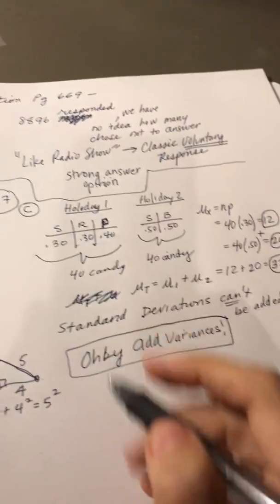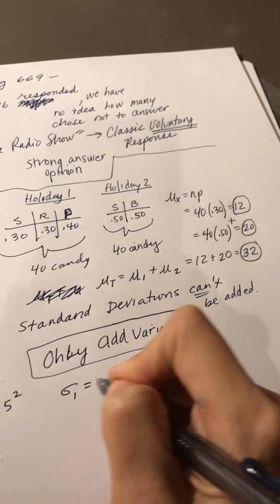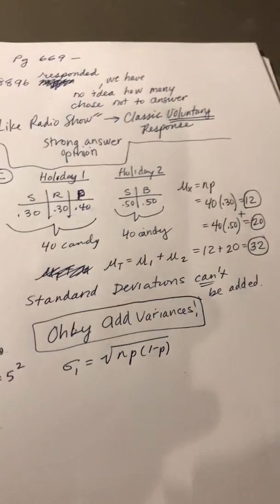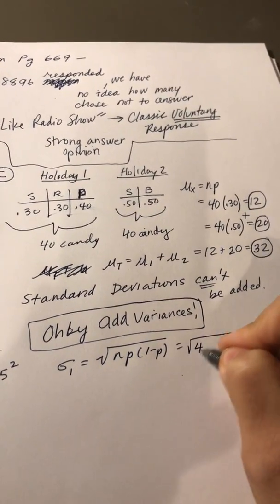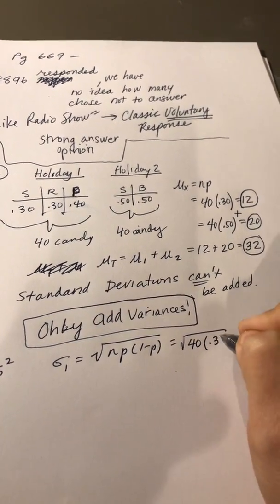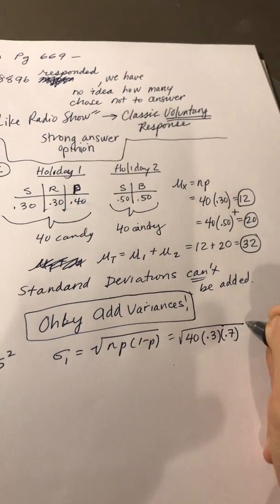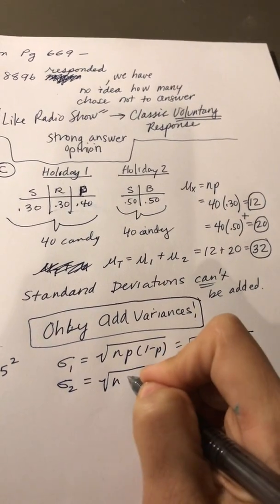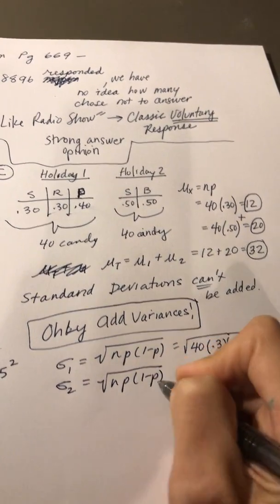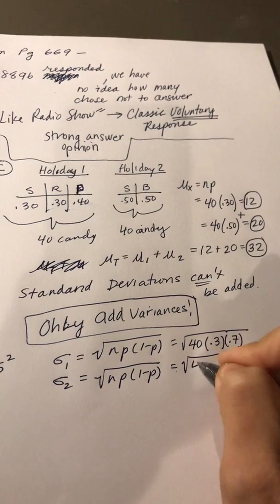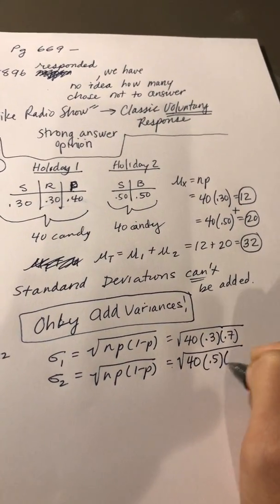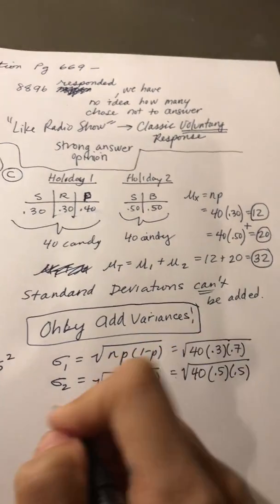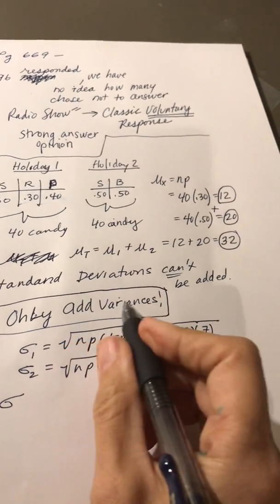So let's do it. Our formula said the standard deviation of group 1 is the square root of n times p times 1 minus p. So that's the square root of 40 times 30% times 70%. And the standard deviation of group 2 is slightly different. N is the same, but the proportions are different. In that sample, half of them were silver, half of them were not silver. So we were told to find, I can add variances.